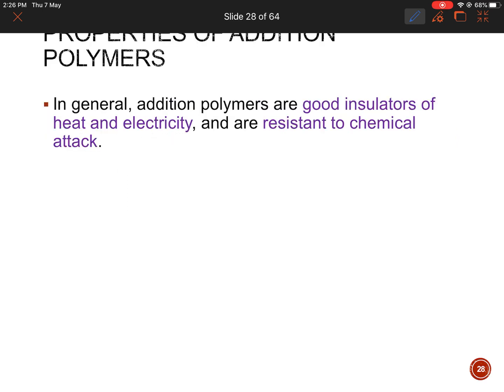So why are addition polymers used so widely? Because they are also good insulators of heat. Okay, and they are strong. They can be very strong. They can hold things. They're quite rigid, and they're also resistant to chemical attack.